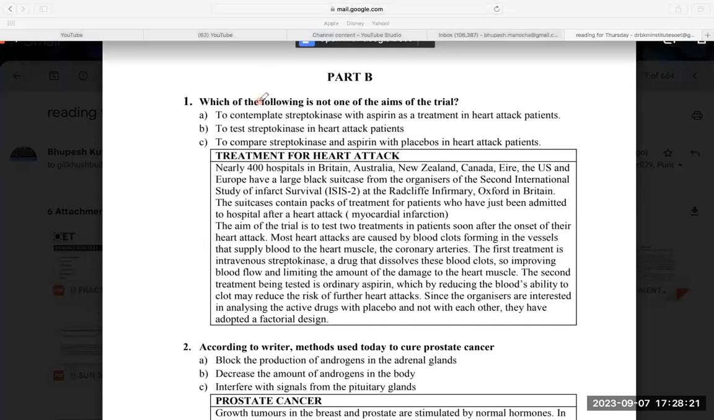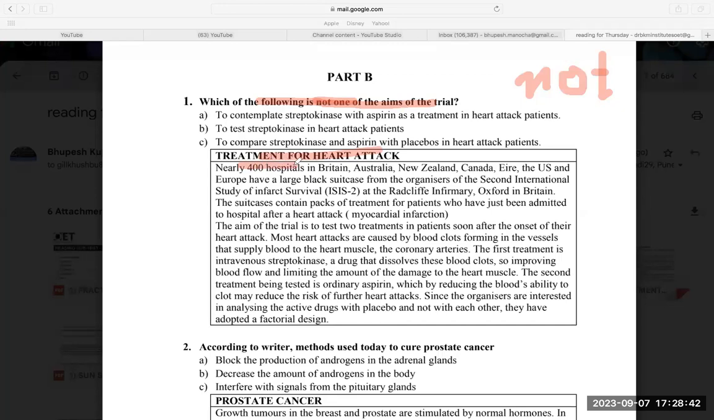Which of the following is not one of the aims of the trial? My question is a little tricky in a sense because it says which is not one of the aims. So this word "not" gets missed sometimes. Very, very important. Which is not one of the aims. Treatment for the heart attack.